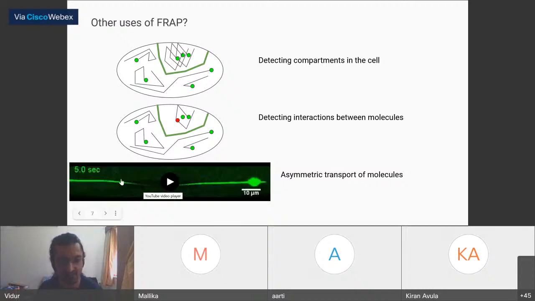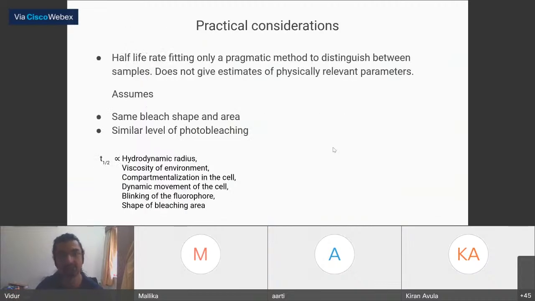The difference between recovery from the left or the right leads to an asymmetric transport and something which can be quantified. So there are certain practical considerations that have to be paid attention to while doing this experiment. The first is that this half-life rate fitting is only a pragmatic method. It does not lead to any information about physically relevant parameters.